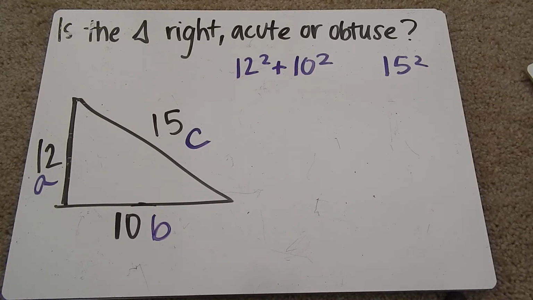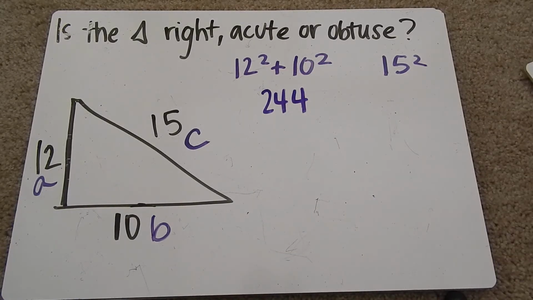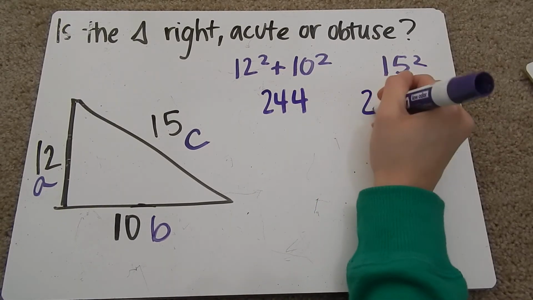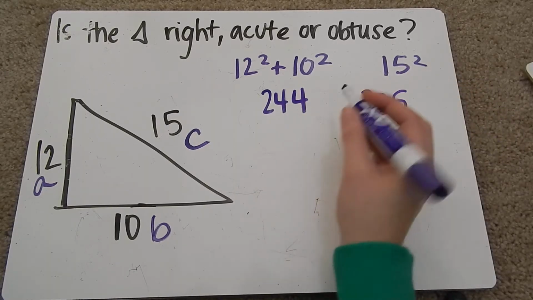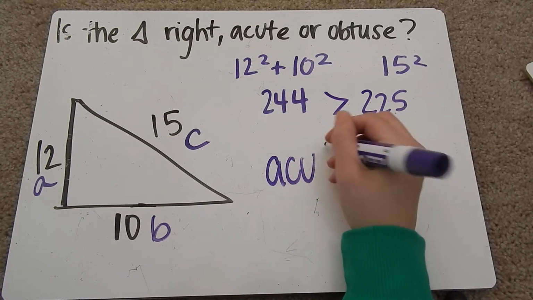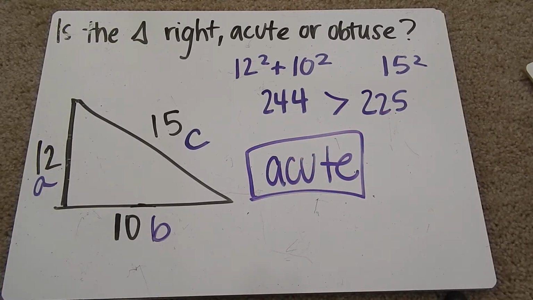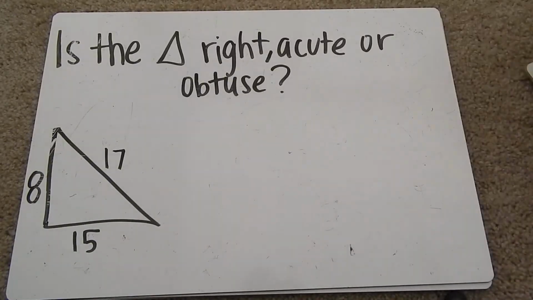12 squared plus 10 squared is 244. 15 squared is 225. 244 is greater than 225, which means this triangle is acute based on our inequalities. So if the sum of the sides squared, add those together, is greater than the hypotenuse squared, then it's an acute. Moving on.